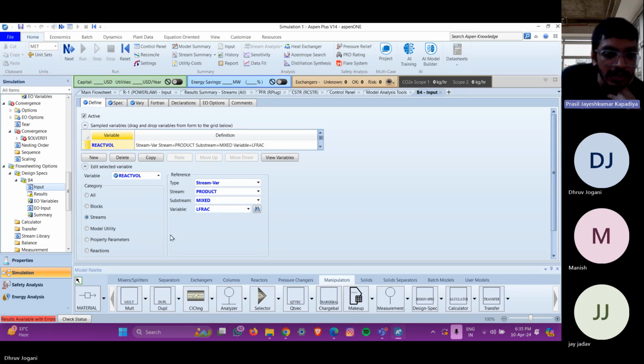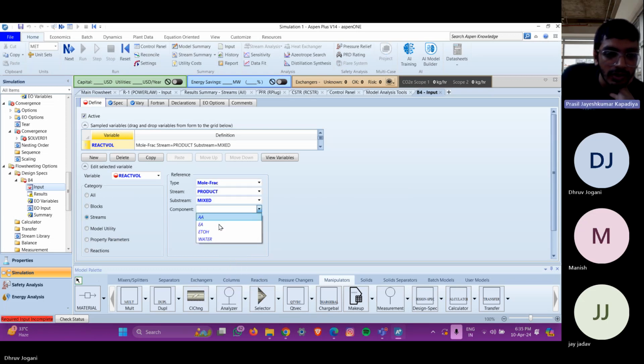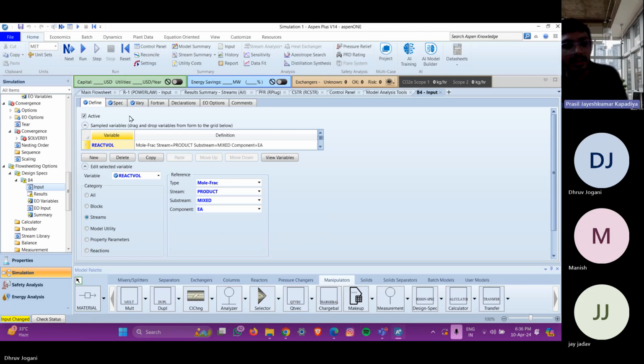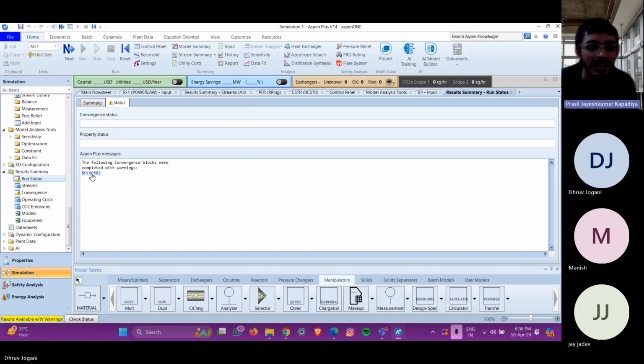Instead of stream variable, can you choose mole fraction there only? Yeah, now it's fine. Acetic acid, ethyl acetate. Yeah, now it's correct. First reset and then run it. It is better.